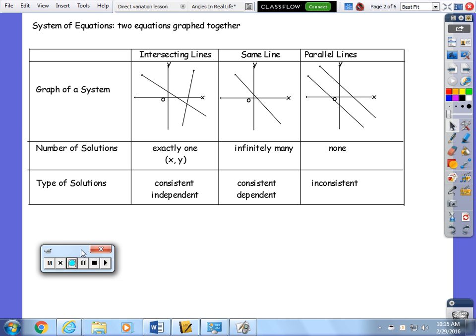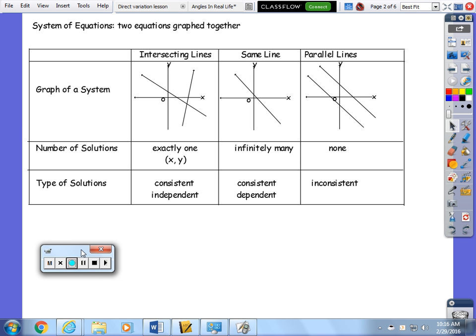If your two lines are intersecting lines, that means there's one solution, and it's a consistent, independent solution is its type. If you end up graphing two lines that end up being the exact same line, then there's infinitely many solutions because one line has infinitely many points in it, and the second line right on top of it would be the same thing. That type of solution is consistent and dependent.